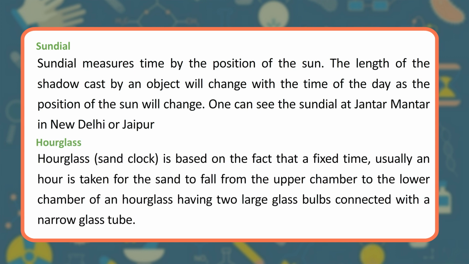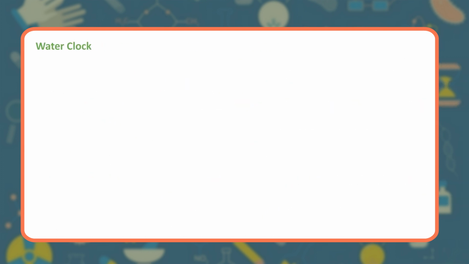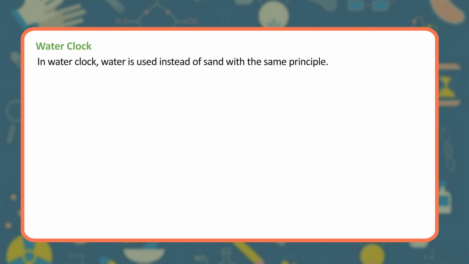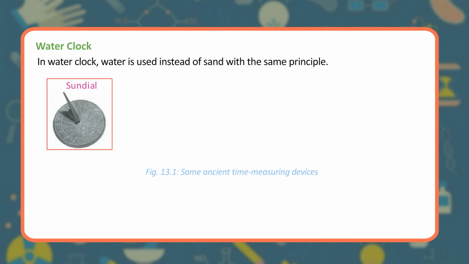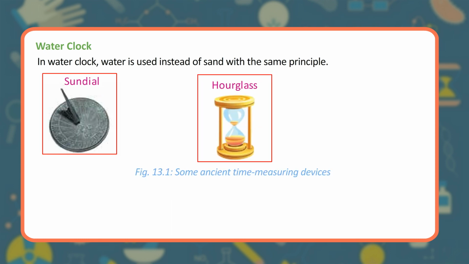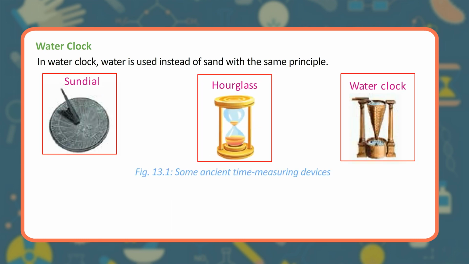Hourglass. An hourglass, or sand clock, is based on the fact that a fixed time, usually an hour, is taken for the sand to fall from the upper chamber to the lower chamber of an hourglass having two large glass bulbs connected with a narrow glass tube. Water clock. In a water clock, water is used instead of sand with the same principle. Sundial. Hourglass. Water clock. Figure 13.1. Some ancient time measuring devices.